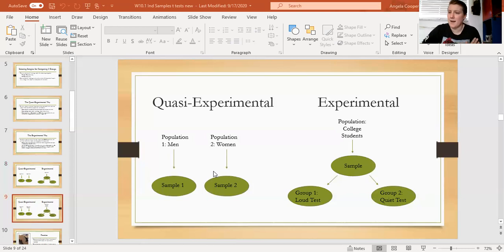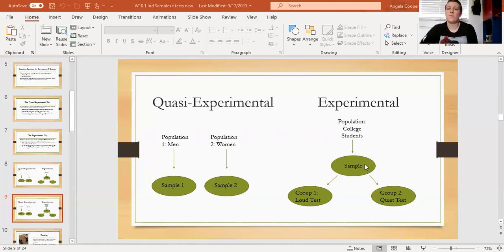Now, this does not make it any less good of an independent samples t-test, but we do know some of the pitfalls of quasi-experimental, how any causation that we determine isn't quite as strong as experimental. I'm not saying experiments are perfect, because there's always a nugget of doubt, but ultimately the causal relationship that we can determine from experiments is stronger than that of quasi-experimental.